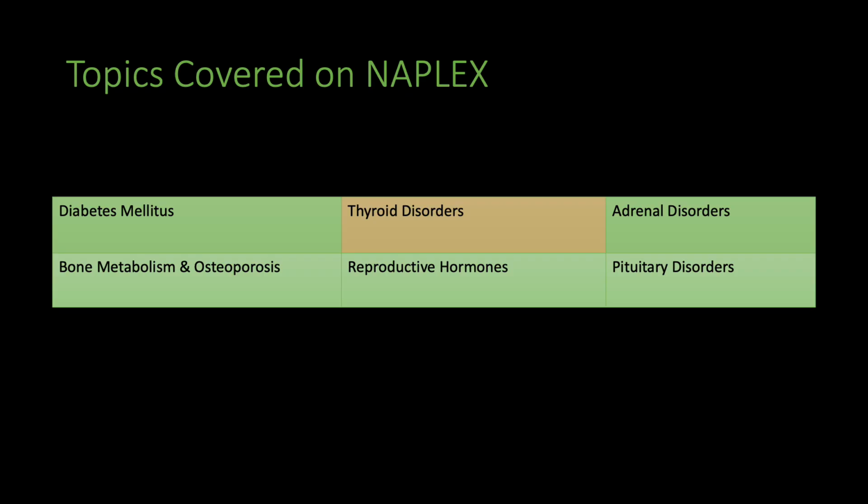Here are the topics that are usually covered on the NAPLEX. This is just a few topics, to give you an idea what is covered in the endocrine section. The one we're going to be focusing mostly on is the thyroid disorder section. I'm just going to talk briefly. There aren't that many medications for the thyroid disorders.